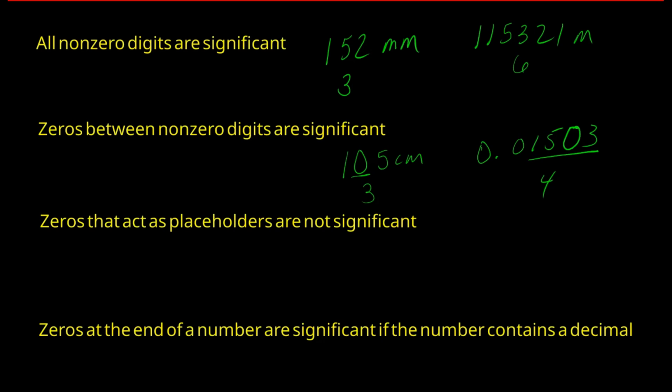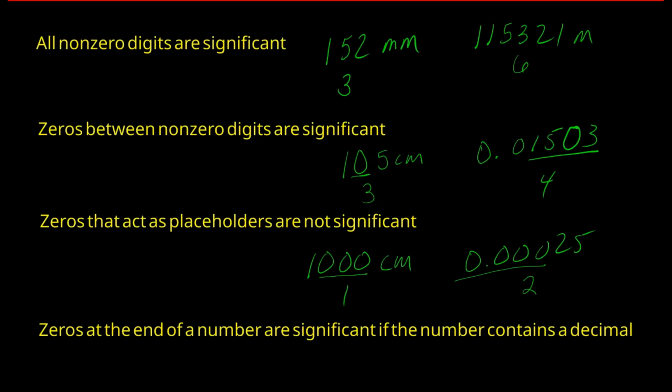Zeros which act as placeholders are not significant. So if I were to say 1,000 centimeters, it only has 1 sig fig because these zeros are placeholders. Okay, like for example, this has 2 sig figs because all these zeros are placeholders as well.